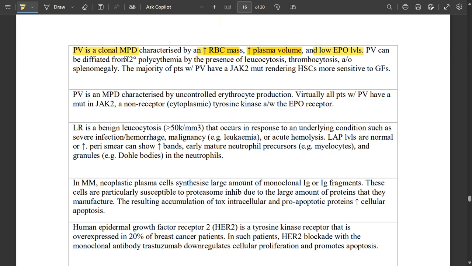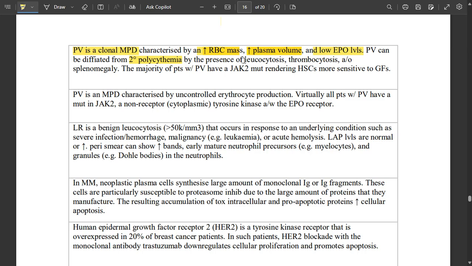Polycythemia vera can be differentiated from secondary polycythemia by the presence of leukocytes. So polycythemia vera and secondary polycythemia must be differentiated. In secondary polycythemia, if there are more RBCs because of an infection, let's say, or because of dehydration, then there is also an increased number of WBCs, that is leukocytosis, and an increased number of platelets as well, with splenomegaly. To destroy those platelets and RBCs, the spleen enlarges and splenomegaly occurs. So secondary polycythemia and polycythemia vera must be differentiated.